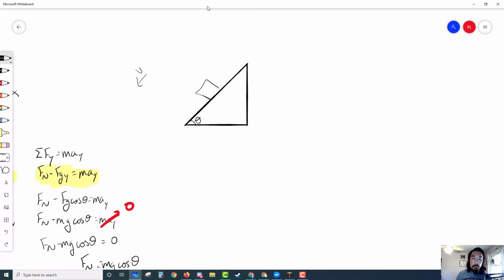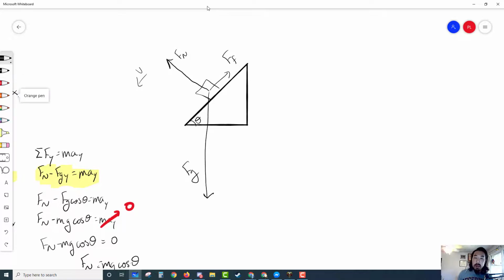If I were to draw my free body diagram, once again, start off with my force of gravity, make it nice and big, don't skip that step, and we have my normal force, nice and perpendicular to the surface, and we have my force of friction right there. So we have these three forces, so that's my free body diagram.